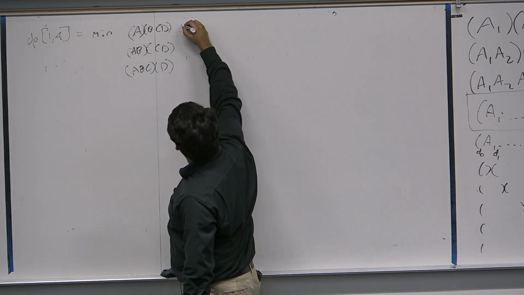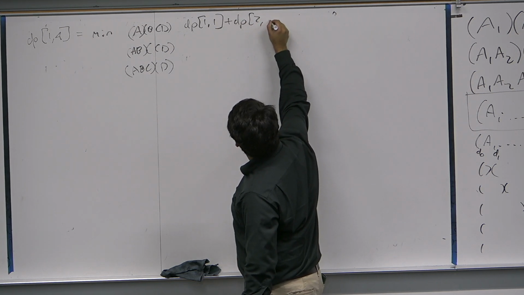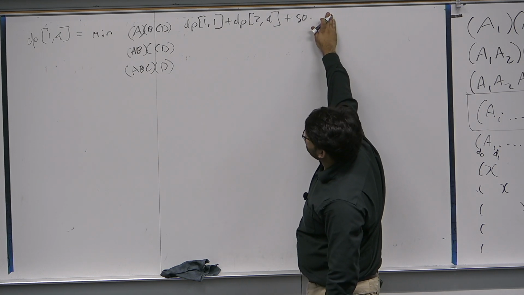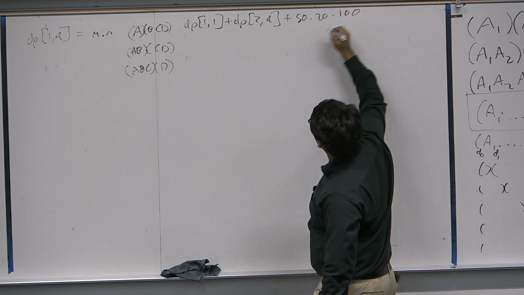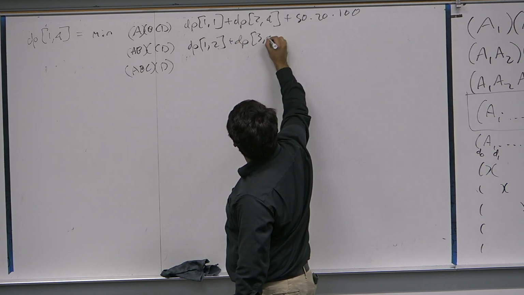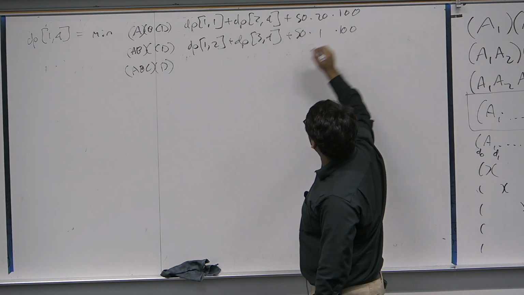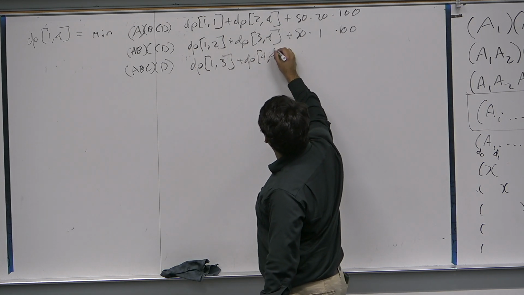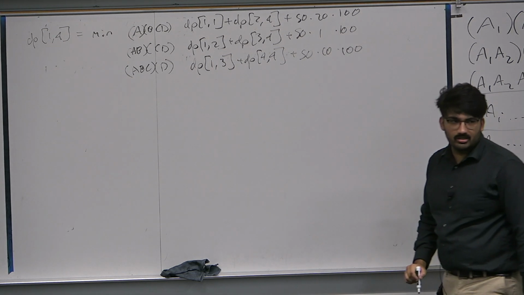The first is going to be dp of 1, 1 plus dp of 2, 4 plus, what are the dimensions of that? That's going to be 50 times 20 times 100. This is going to be dp of 1, 2 plus dp of 3, 4, plus 50 times 1 times 100. This is going to be dp of 1, 3 plus dp of 4, 4 plus 50 times 10 times 100. Right? Please double check me, I'm not making any mistakes.